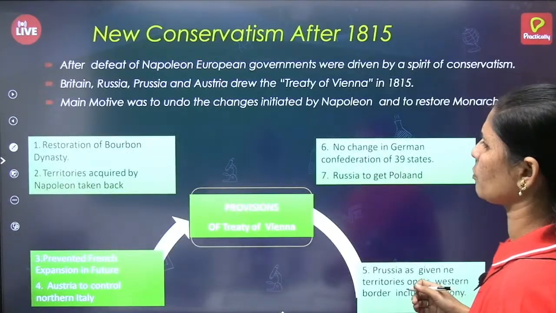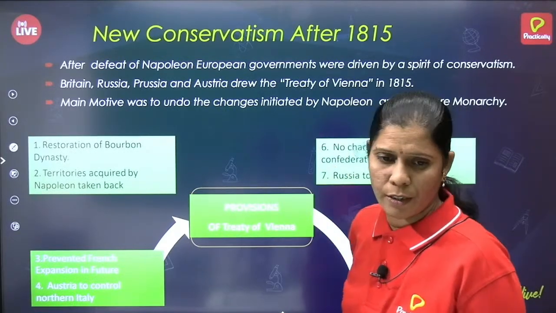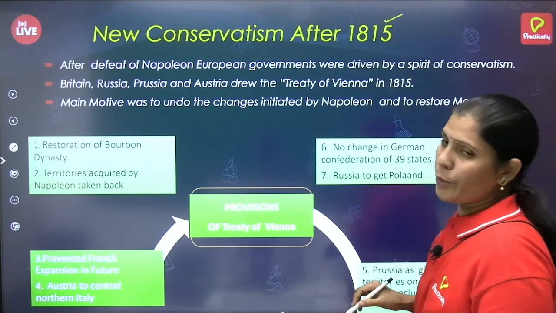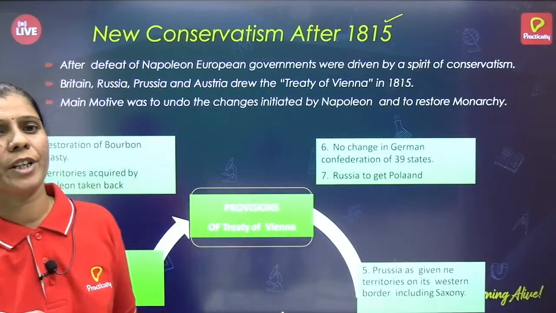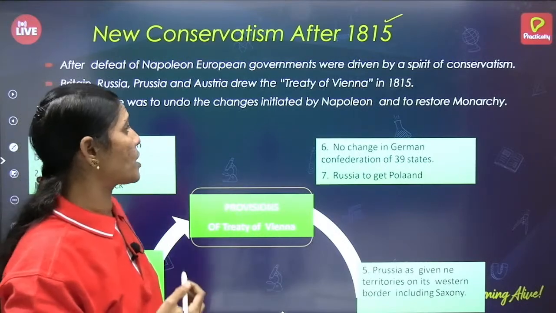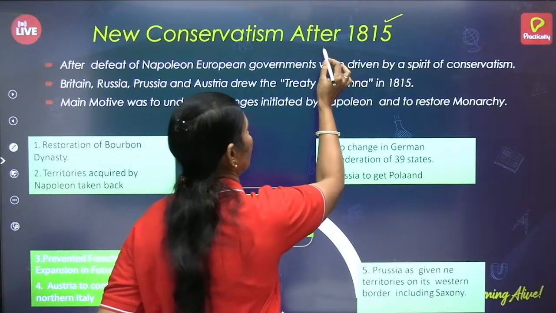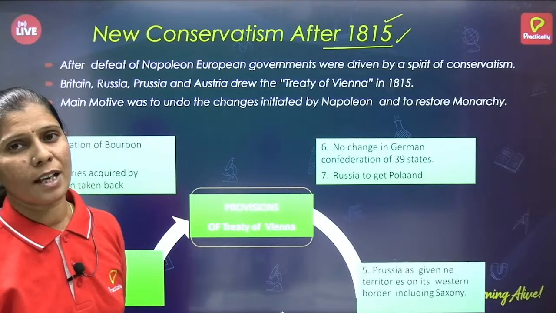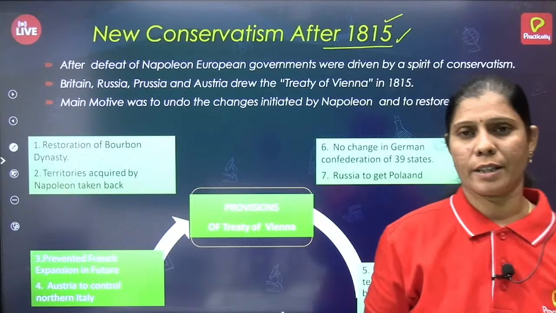Okay, new conservatism after Napoleon. And here you need to understand. See, till now we have discussed that in 1815 Napoleon lost his war. He lost a war in 1815 to the alliances. Once again, come to that point. So in 1815, once the alliances took the power under their control.